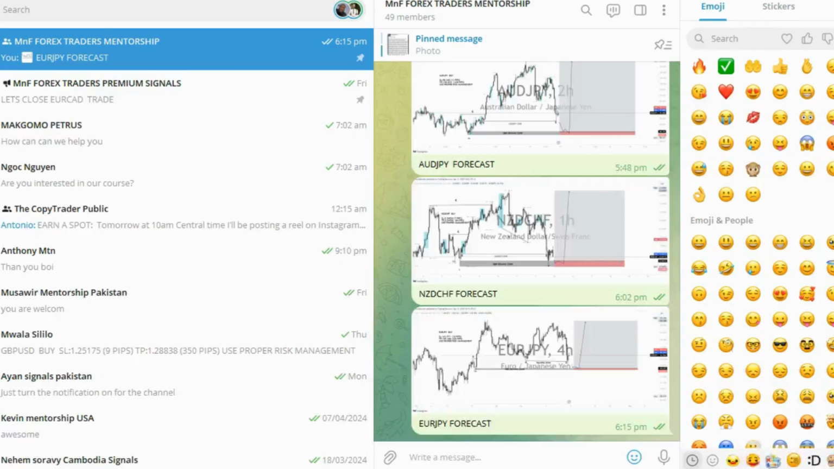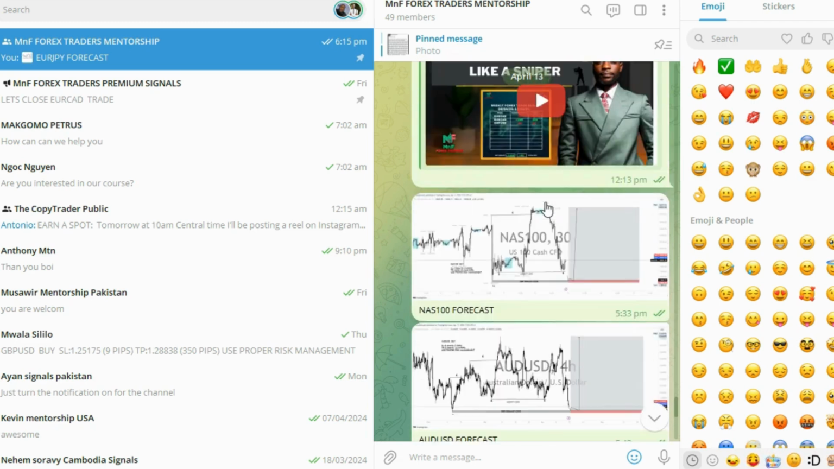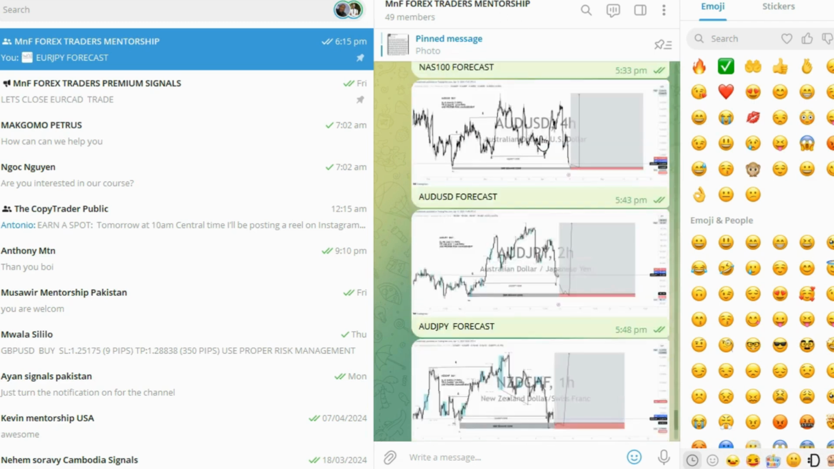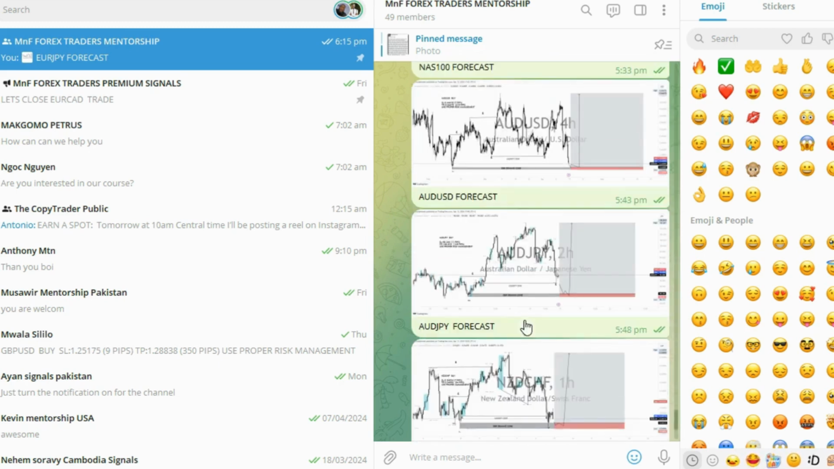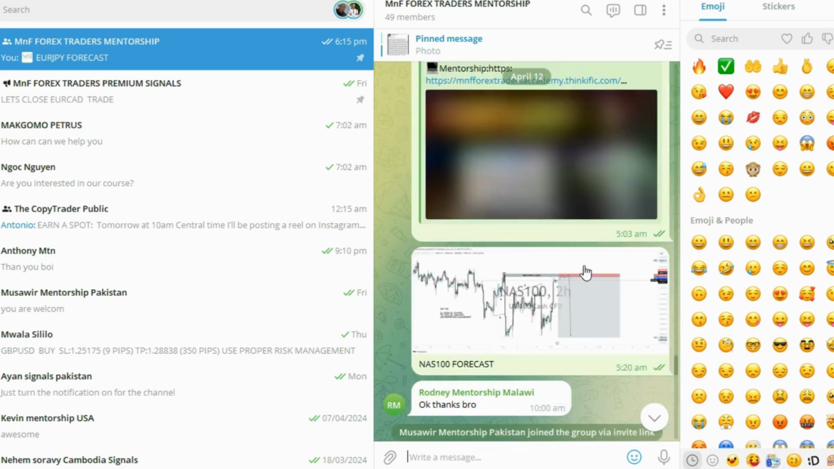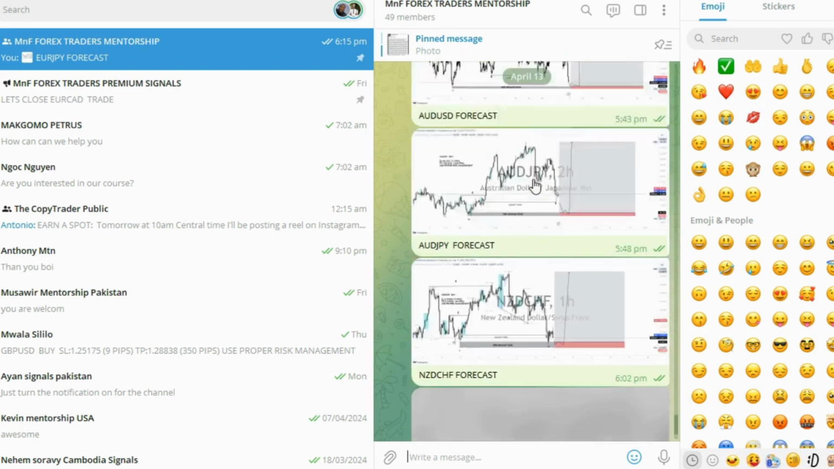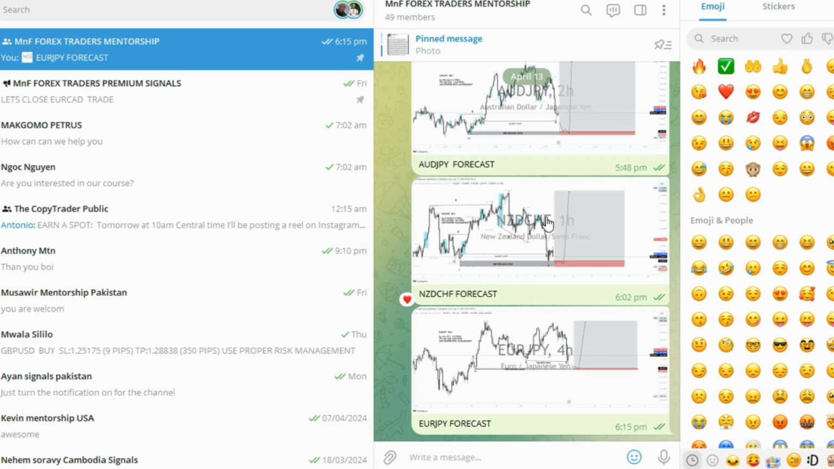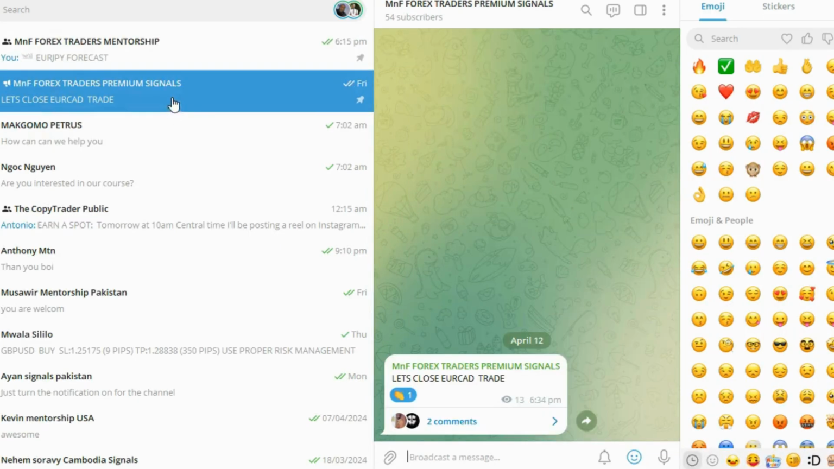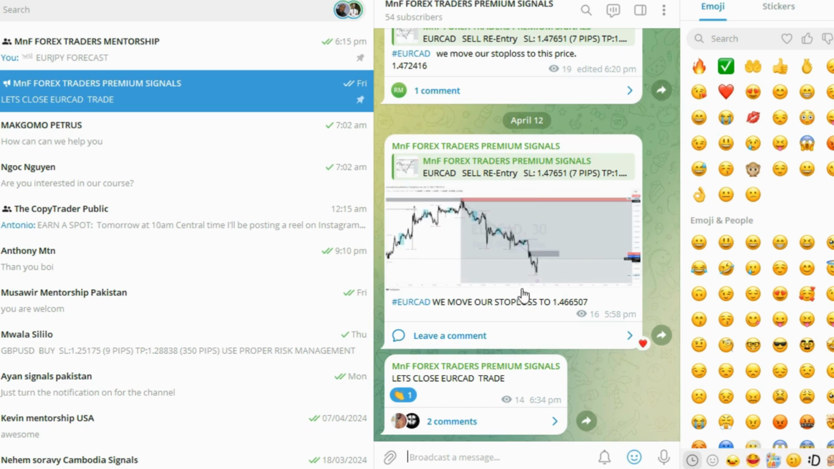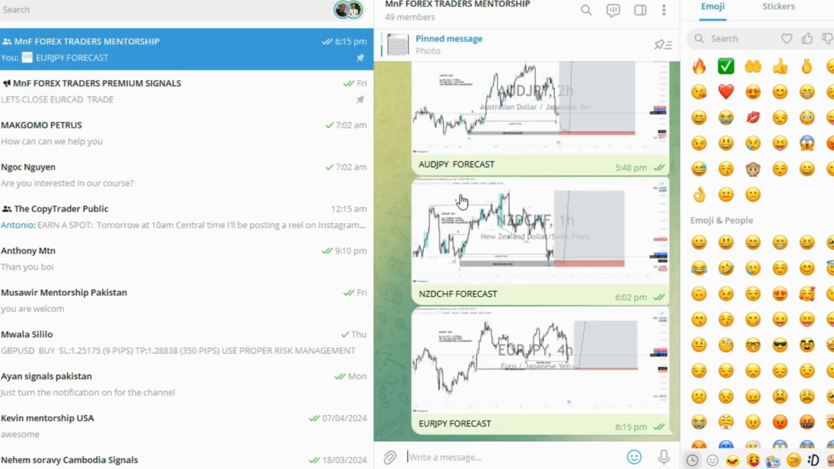Like always, the forecasts have been shared in our mentorship community. As you can see right here, this is one of the forecasts we've made, which is AUD, but we also have Nasdaq, AUD JPY, NZD Swiss, Euro JPY, and everything right here. All these are going to be shared, and once these markets have reached our POIs, they'll be sent in our signals community, and everything's going to be updated: when to move our stop loss, when to go break even, and all that.